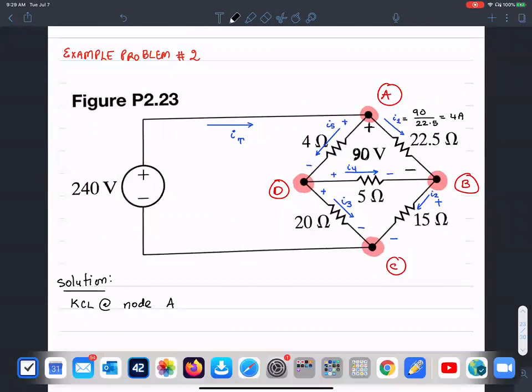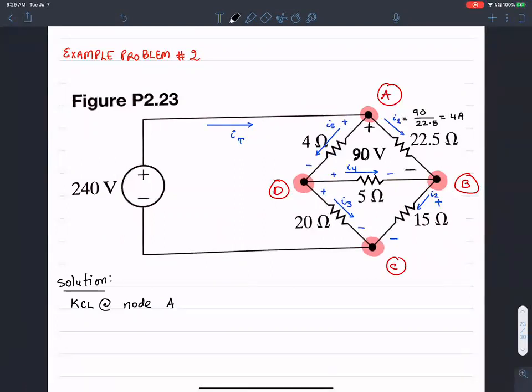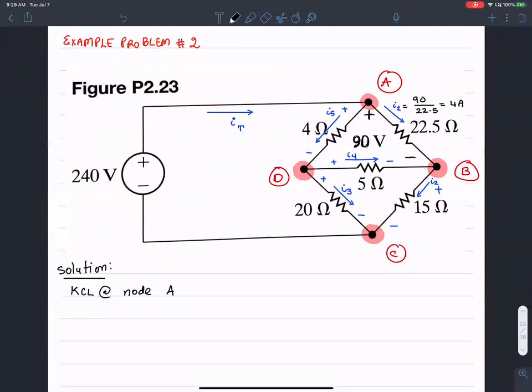I'm interested in finding the rest of the currents, I2 through I5 and I total. So in order to do that, let me set up the KCL at node A. The current coming in is I total. That should equal the current leaving, I1 plus I5. So that's equation number 1.